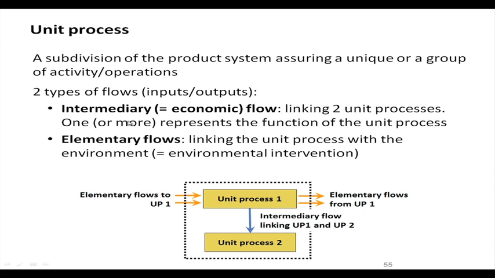Input is we have the intermediary or economic flow, which links unit processes. That's the intermediary flow. The output from one unit process going to the input of the second. So that's called intermediary flow or economic flow. The second one is the elementary flow, which links the unit process with the environment. So it's the environmental intervention. Things going into this unit process and things coming out of that unit process. So it is not linked to the other units associated with that.